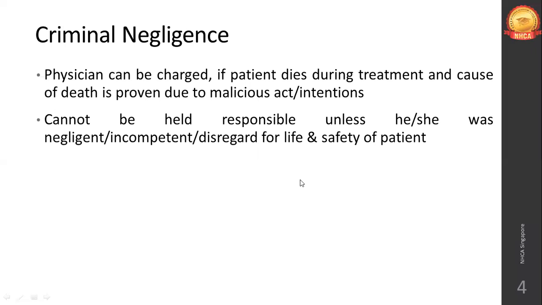And until and unless the doctor shows these traits, that their actions were completely negligent, they were incompetent to perform a specific treatment but still they went ahead with that, or their actions didn't have any regard for the patient's life and safety, under such circumstances a doctor can be charged. Otherwise, not. So these three areas have to be proven in the court of law. Only then can a physician or a doctor be punished.